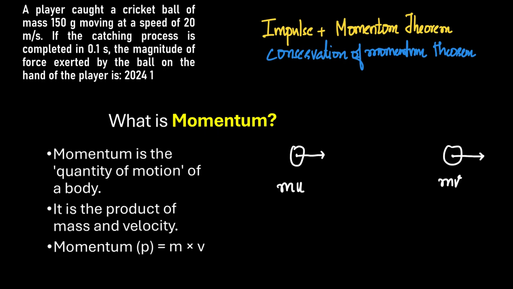So we know that momentum is the quantity of motion which is described by the product of mass and velocity. So mu is the initial momentum with initial velocity u and mass m, and mv is the final momentum with final velocity v and mass m.